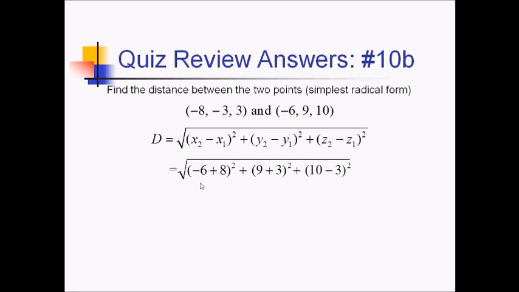So this is going to be 4 plus 144 plus 49, which adds up to 197 when all is said and done. Square root of 197, it turns out, cannot be simplified. This is a prime number, believe it or not.